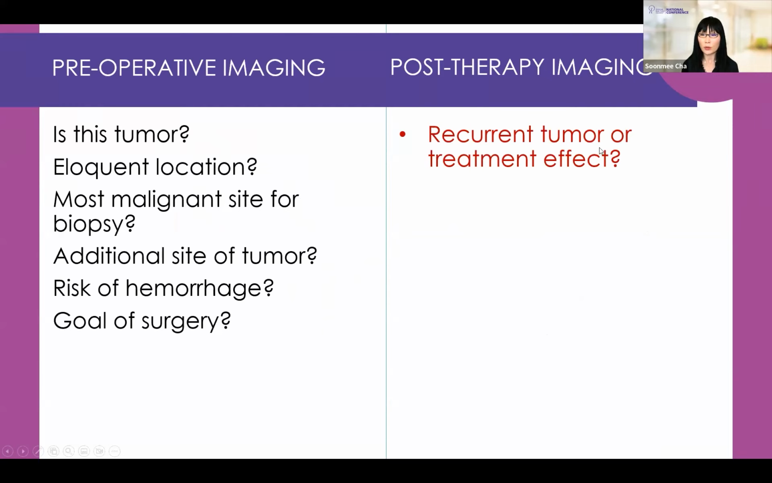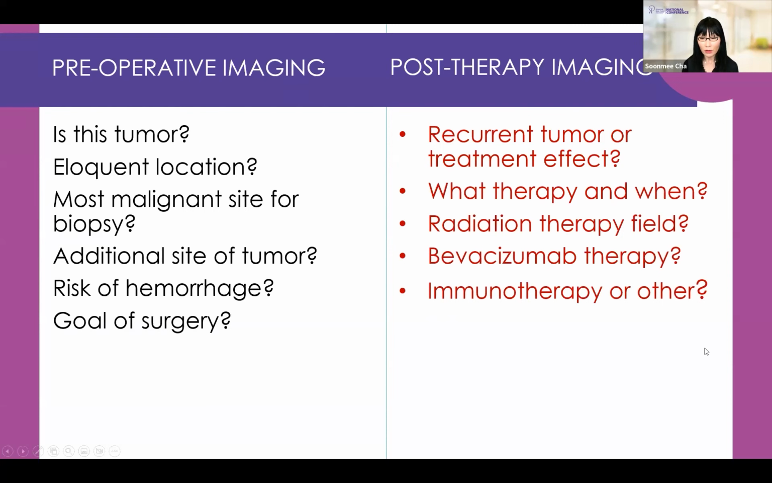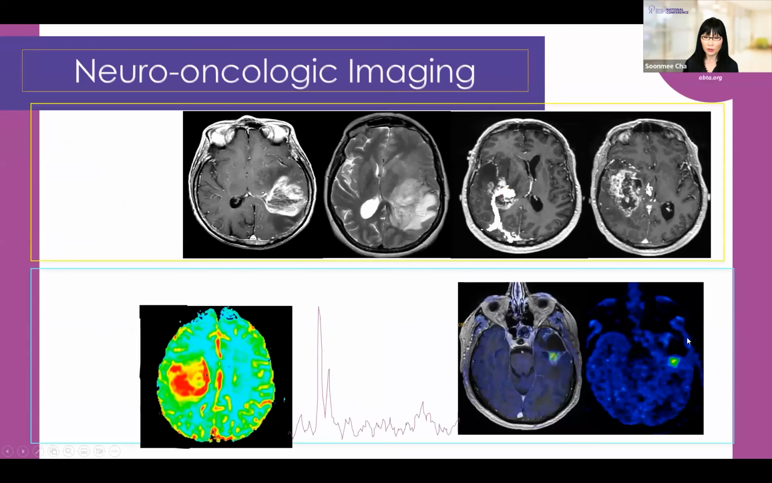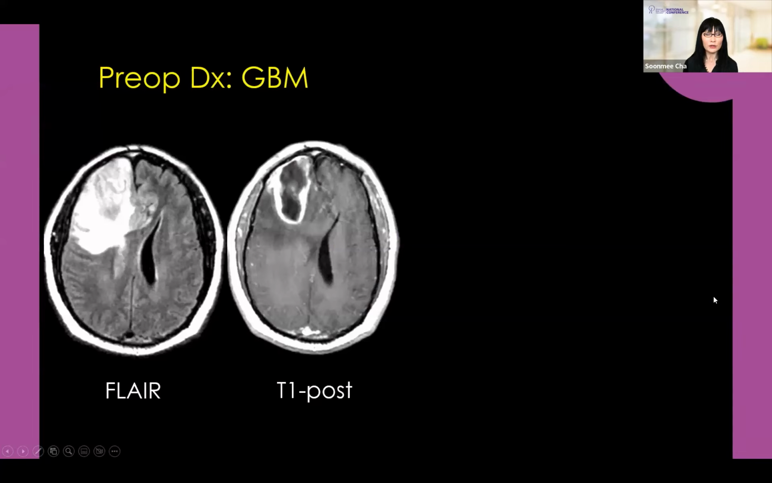Post-therapy, we're asking the question, is this recurrent tumor or treatment effect? This is a very tough question because on imaging, they can look pretty similar. And we need to know what therapy and when the patient got that therapy, what the radiation fields are, and if the patient has received bevacizumab or other imaging altering medication or immunotherapy or others. So there's a lot of complexity here, but the neuro-oncologic imaging pre and post therapy remains pretty much similar. And this is the question that we ask.